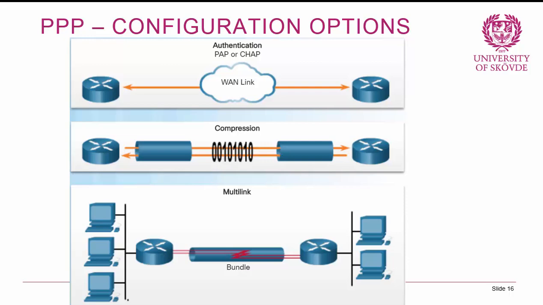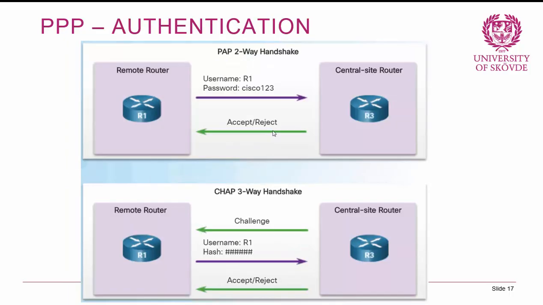We can also have multi-link PPP. That is, if I remember correctly, beyond the scope of this course, so we'll not talk more about that. Instead, we'll just head into the PPP authentication part. PPP has two different ways of authenticating. We can either have PAP or CHAP, where PAP is a two-way handshake and CHAP is a three-way handshake.